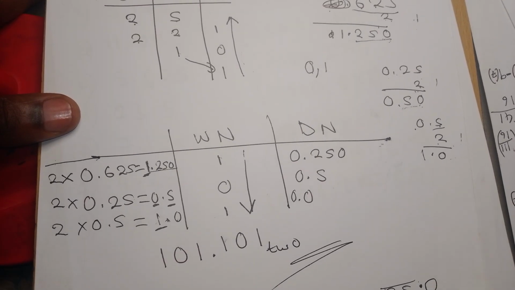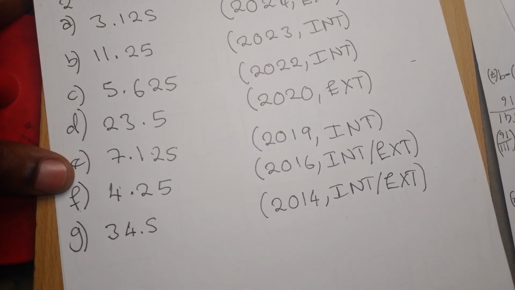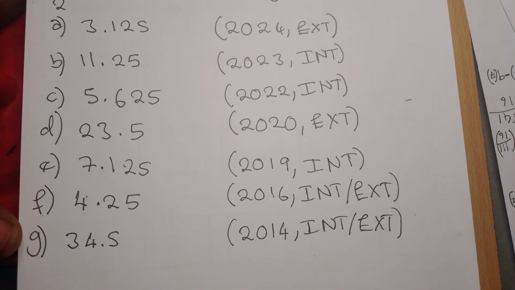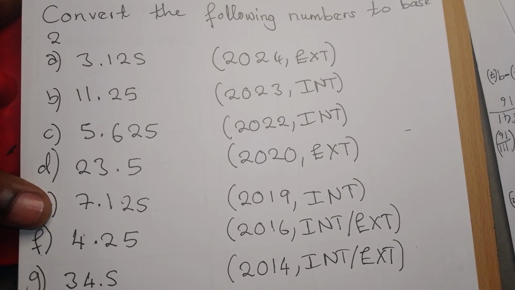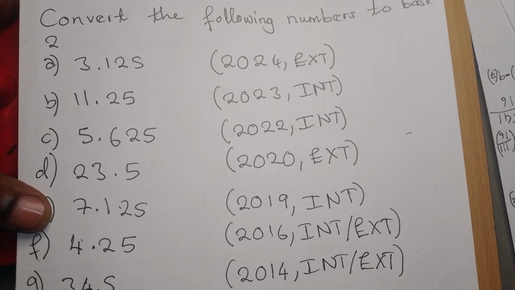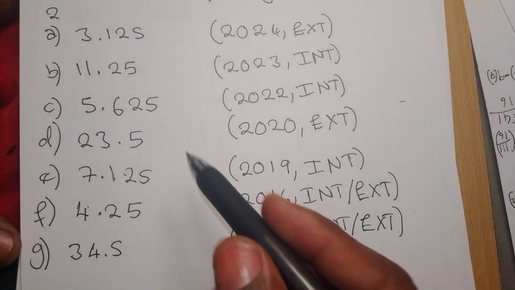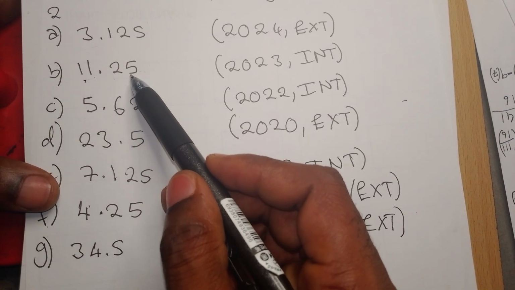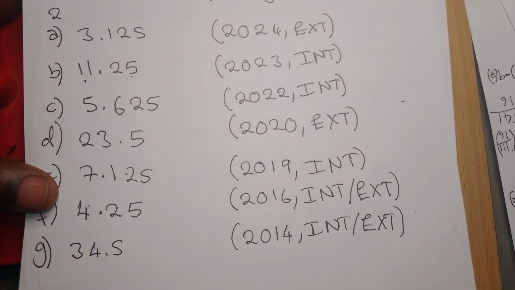So now you can just follow these same steps and attempt the rest of the questions. So convert the following numbers to base 2. The procedure is the same. Just start with the whole number and then deal with the decimal part. Enjoy!